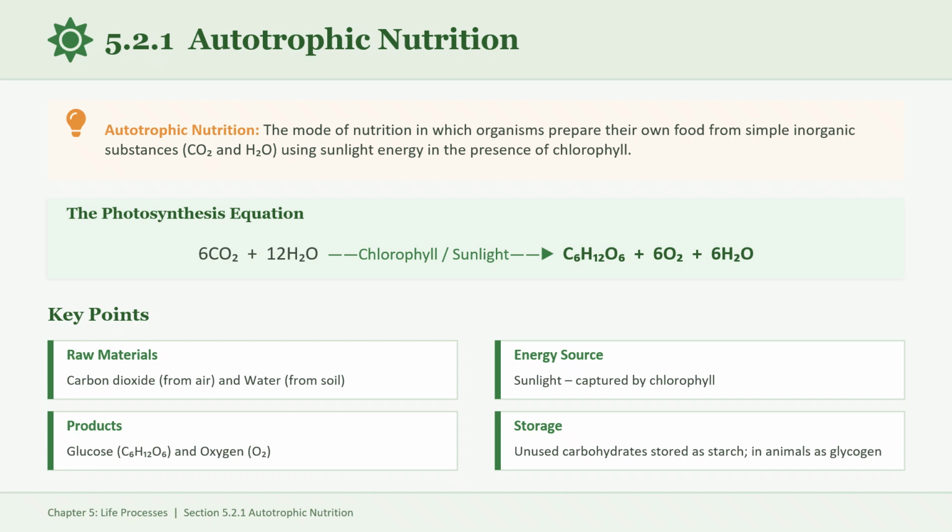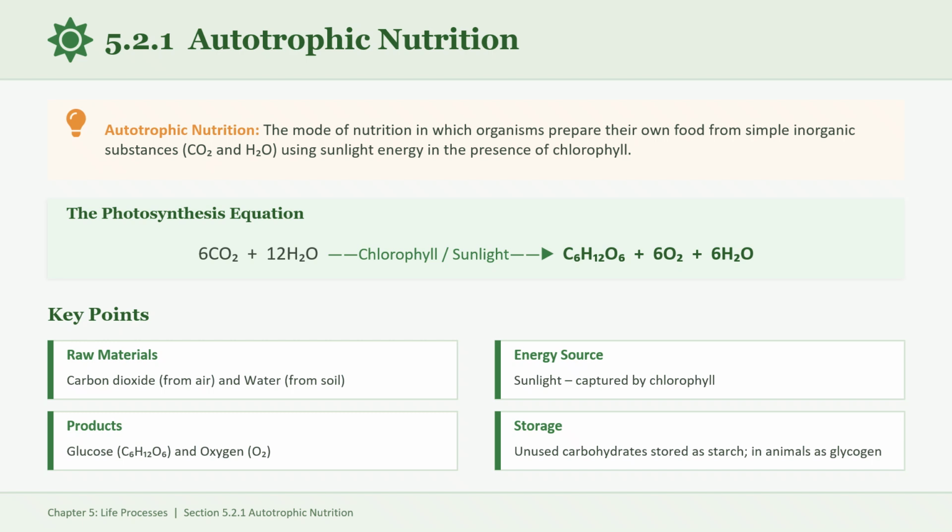Chlorophyll. Where is it present? It is present in the chloroplast. Where is this chloroplast present? In the green part of the plants. So all these four components form the food. Food here is nothing but glucose, C6H12O6, and also some oxygen is produced.